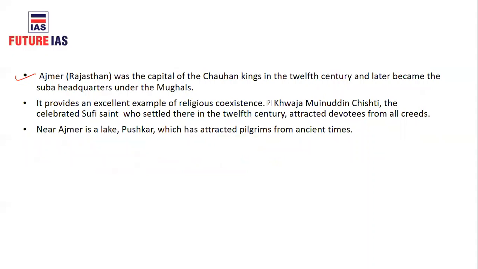For example, Ajmer was the capital of the Chauhan Rajputs, who ruled in the 12th century, right? Later Ajmer also became the Suba headquarters of the Mughals. But you must understand Khwaja Muinuddin Chishti, who was a Sufi saint and settled in Ajmer in the 12th century, right? Because of that, Ajmer is revered as the most important Sufi site, which attracts thousands or even lakhs of devotees from all religions.